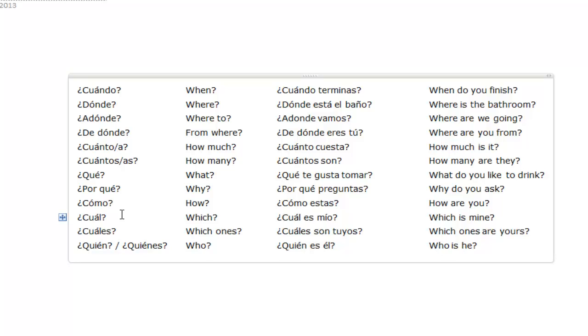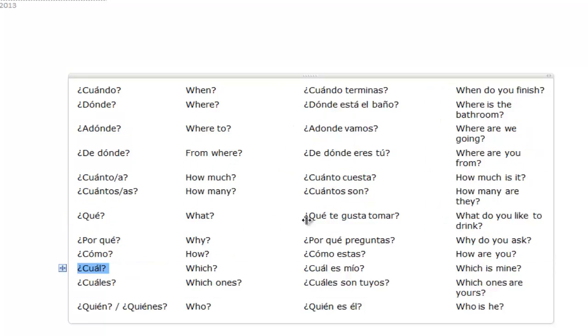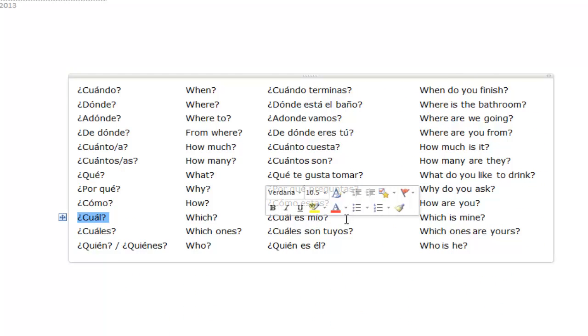Okay, ¿cuál? Which is very important. Now, ¿cuál es mío? Mío is mine, which is mine. Okay. And which ones? Usually, generally, that's when you're in plural. Which ones? Because you're talking about much more than one thing. ¿Cuáles son tuyos? Which ones are yours? Tuyos is yours in plural. So don't worry too much about this.